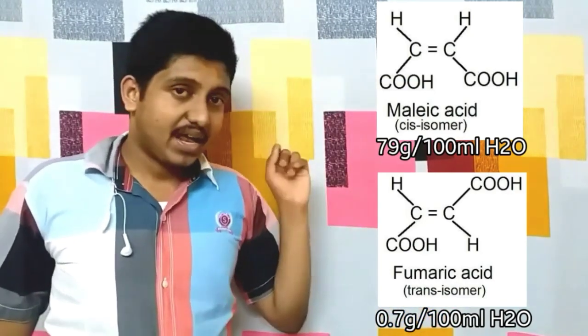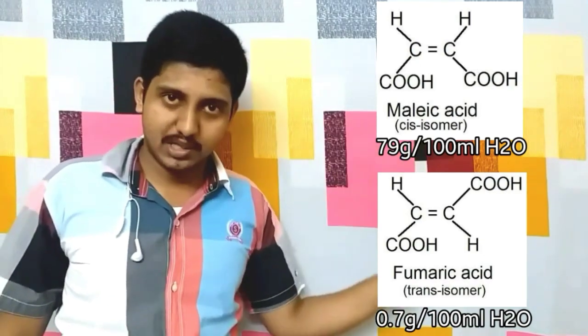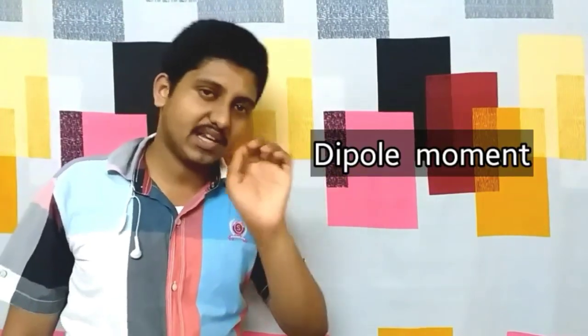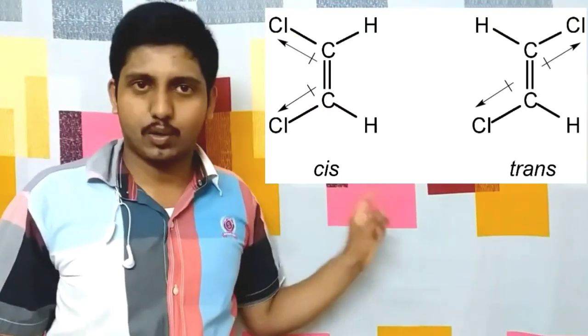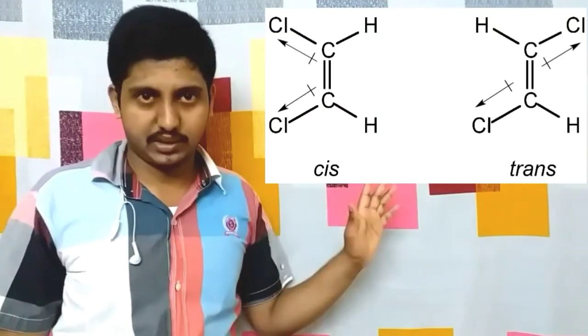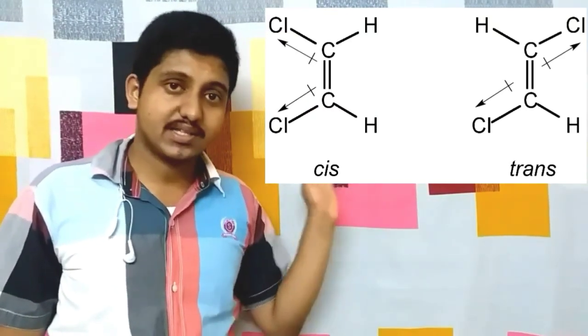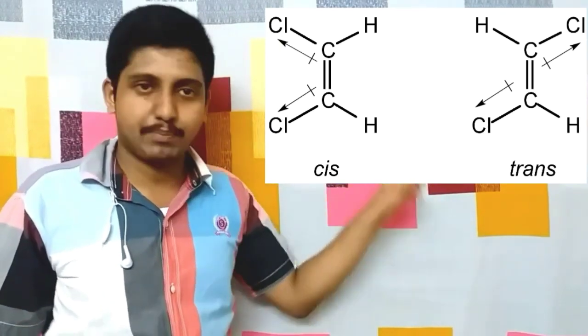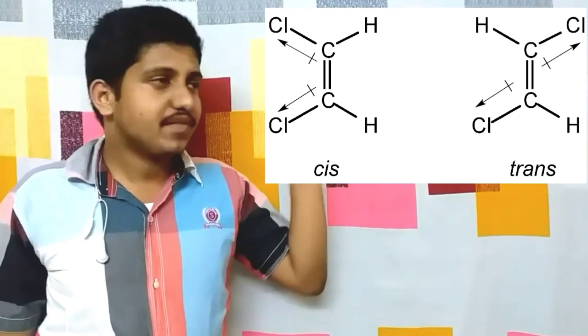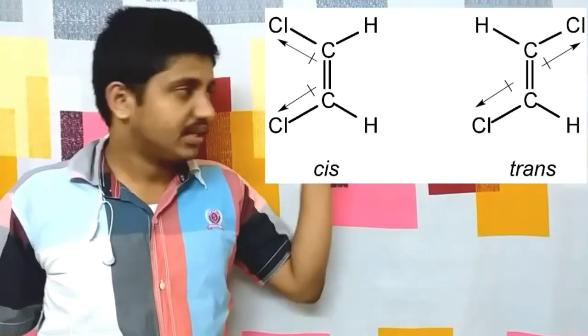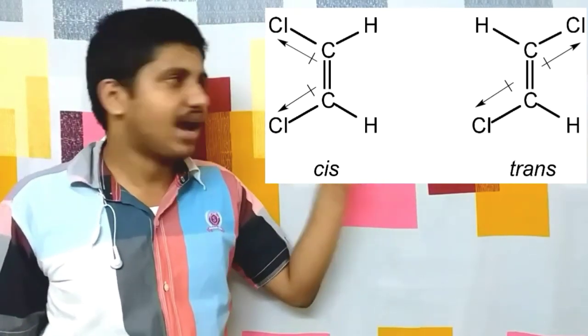Now that's all about solubility and melting point. Now we can go to dipole moment, another important property that is often asked. Let's take the case of 1,2-dichloroethene. You can see the cis and trans forms and their dipole moments as shown in the figure. You can see that the cis form has a higher dipole moment.